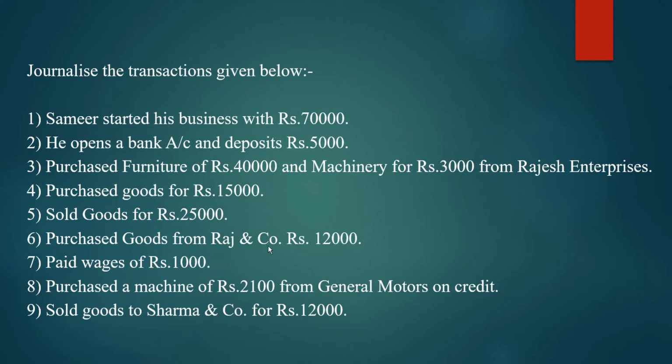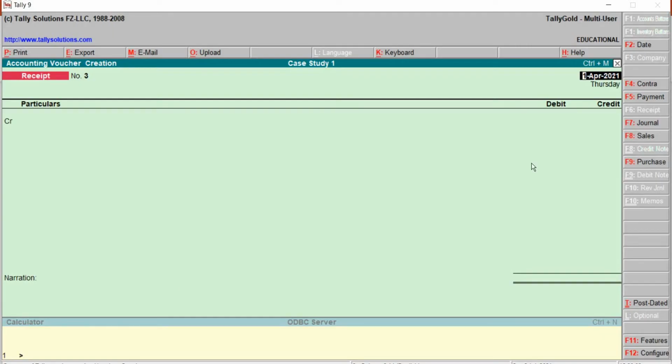Now let's see the next transaction, that is purchased goods from Raj and Company. The amount is 12,000. This has to be recorded under the voucher. That will be the purchase voucher because it's in the form of credit basis. Now let's see this particular recording. Now select for purchase voucher and the shortcut key is function key F9. Just click on this one.